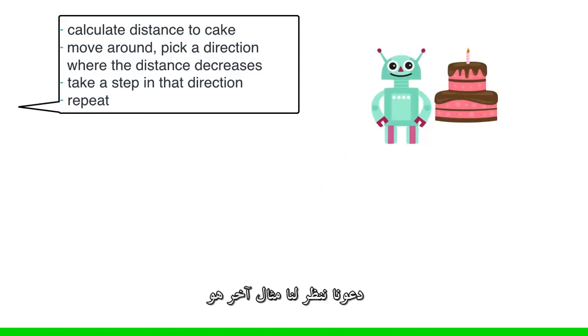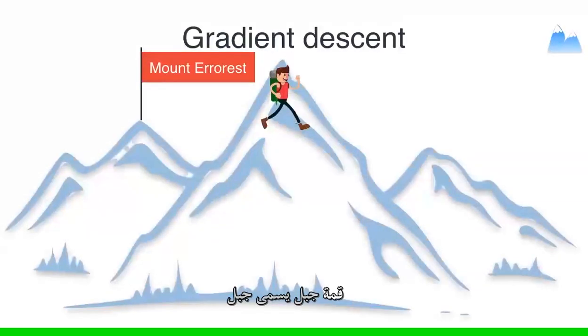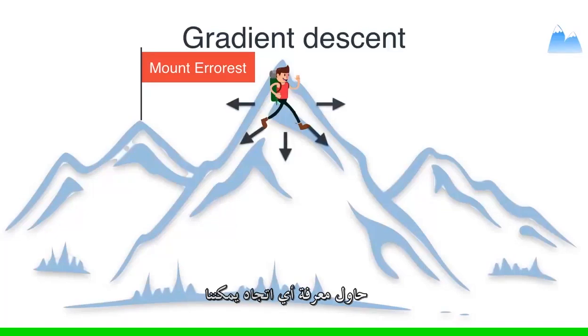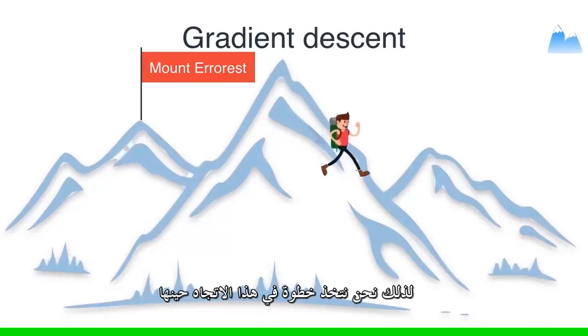Let's look at another example that's maybe a little more complicated. We are on top of a mountain. It's called Mount Everest, and we don't know how we got there, but we know that we want to descend the mountain. But it's also very foggy, so we can only see around us. We can't really see the whole mountain. So what do we do? Well, we look at our surroundings and we try to figure out in which direction we can descend the most. So it's this one. So we take a step in that direction.